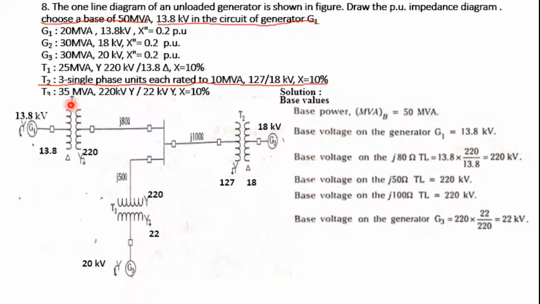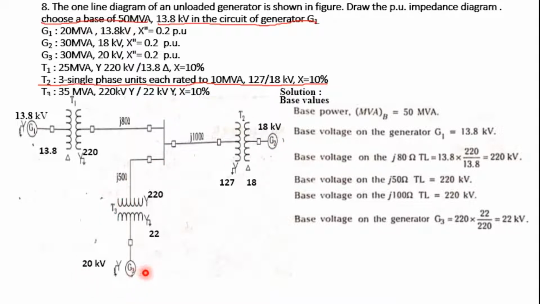Next one is transformer T1. We are moving from generator G1 to the transformer, then the transmission line to G2, and again from G1 to the transmission line to T3, then to G3. This is how we are moving. Suppose if the transmission line is the base, then we have to move from the transmission line to the generator, subsequently to generators G2 and G3. Here generator G1 is the base, so we move from G1 to transformer T1, then the transmission line, then T2, then G2. Similarly T3 and G3.